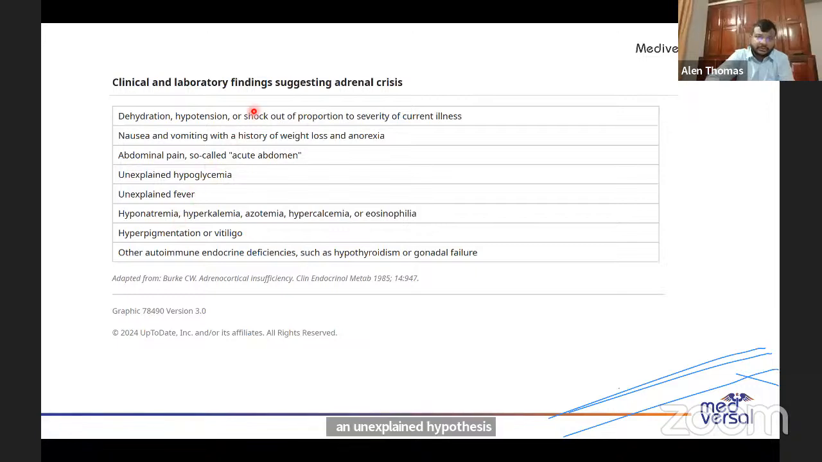Of course, you need to think of adrenal crisis with hyponatremia. Of course, you have to look at all those factors together. You cannot just say unexplained fever could be just adrenal crisis. No, that's not what I'm trying to say. What I'm trying to say is you need to associate all the clinical findings together: hyponatremia or hypokalemia, azotemia, hypercalcemia or eosinophilia, hyperpigmentation, vitiligo, and other autoimmune endocrine deficiencies, hypothyroidism, or even gonadal failure.